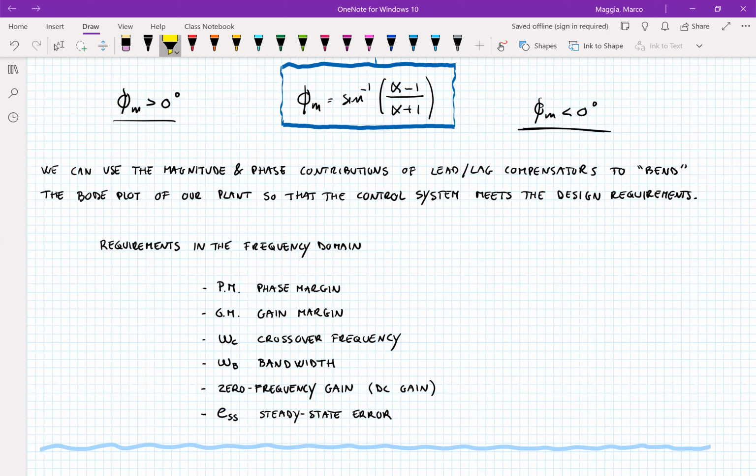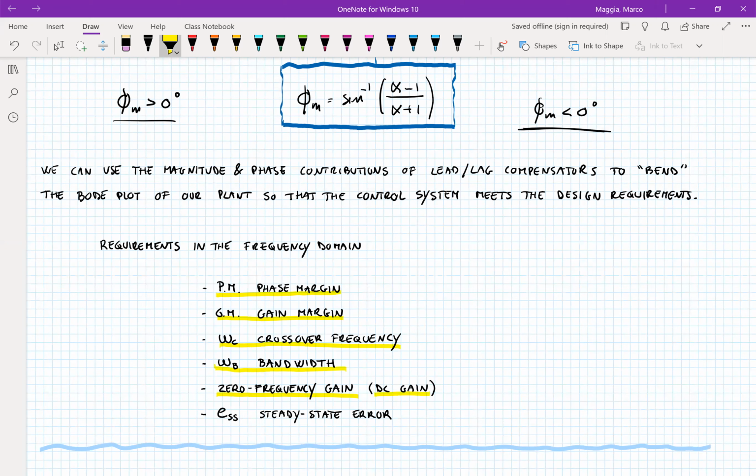Here in the frequency domain, we have something a little bit different. And that's what we saw last time: the phase margin and the gain margin. And of course, the frequency associated with the phase margin, which is the crossover frequency. Then we can have requirements in terms of bandwidth or the zero frequency gain. In other words, the magnitude of the Bode plot for omega that tends to zero. And sometimes this is also called the DC gain.